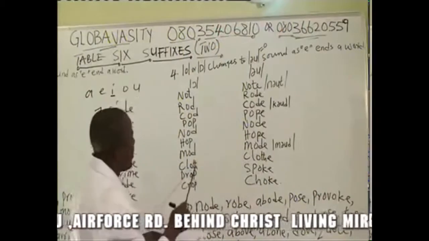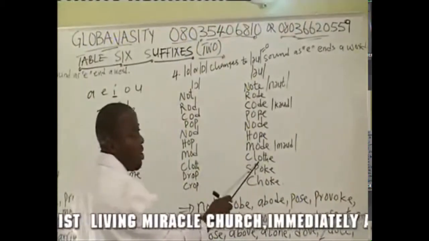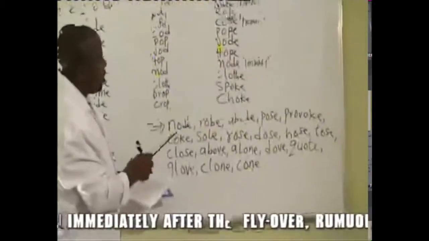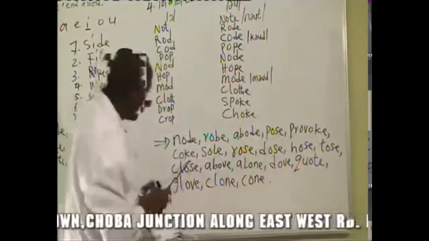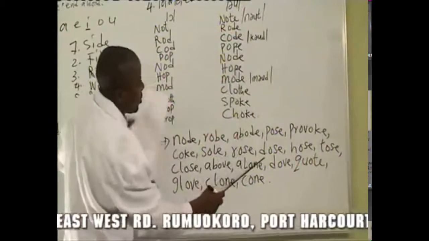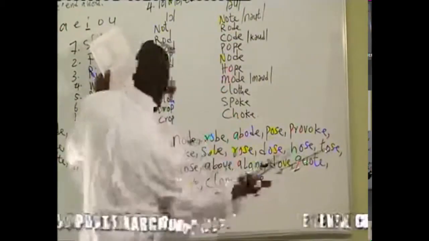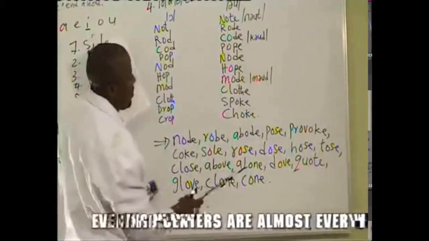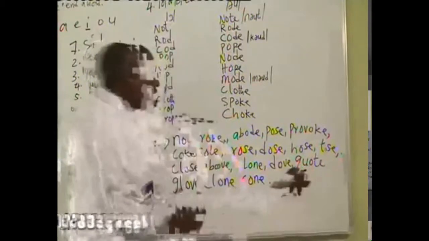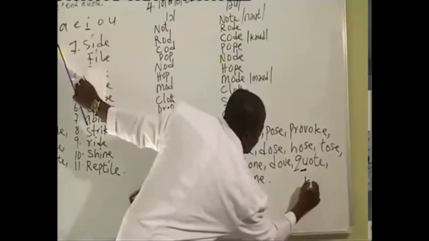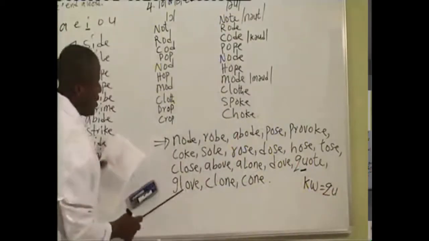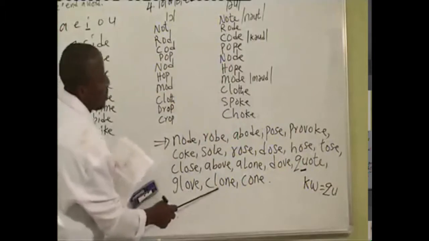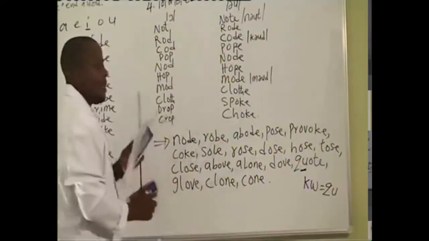But when there is no E, this is what? Cloud. But here it is what? Road. So let us read here. Note. Road. Abode. Pose. Provoke. Cook. So. Close. Those. Abode. And here we know that K W is equal to Q U. Boat. This is what? Glove. Here? Cone. Here, what I mean is that here is English.